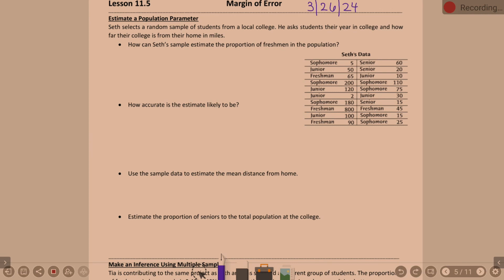He asks students their year in college and how far their college is from their home in miles. So you see Seth's data here, each student listed, whether they are a freshman, sophomore, junior, or senior, and then the number representing their miles from home. First question to go along with this example: how can Seth's sample estimate the proportion of freshmen in the population?